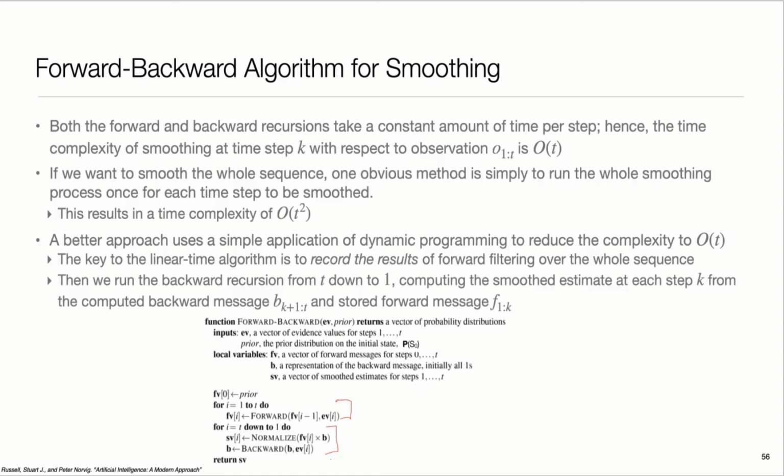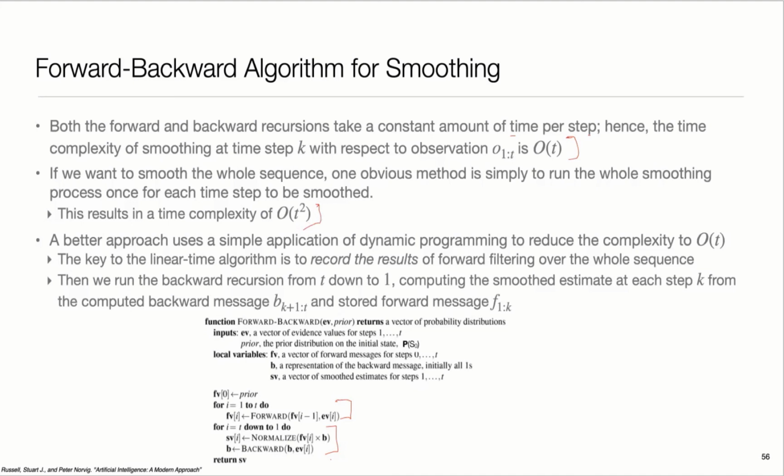So what's happening is that your forward and backward recursion were taking a constant amount of time per time step. So their complexity is O of t. And if you have to smooth for every time step, then you have t time steps, and each forward-backward process is taking time t. So your overall complexity would be O of t squared.